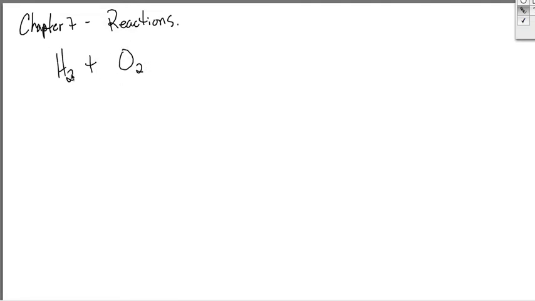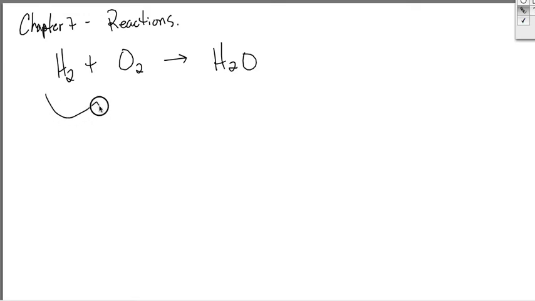Okay? So chapter 7 was all about reactions. And we just want to remind ourselves of some of the basics about a chemical reaction, some of the parts of the chemical reaction, how to balance a chemical reaction, etc. So let me give you an example here, and then we'll define some things concerning a chemical reaction. We've looked at this reaction before. We have hydrogen gas and oxygen gas combining to produce water.